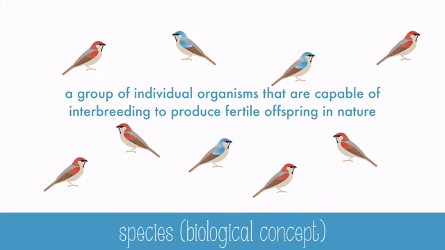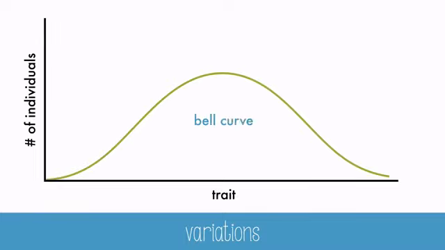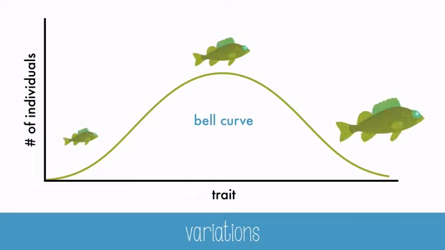Now, some animals of different species will breed in captivity, but not in the wild, so the biological concept is specific enough to keep these as unique species. Any population will have variations among the individuals. Often, when you plot the trait and the number of individuals, you get a shape called a bell curve or a normal curve. This shape indicates that the average traits are the most common and the extremes are less common.